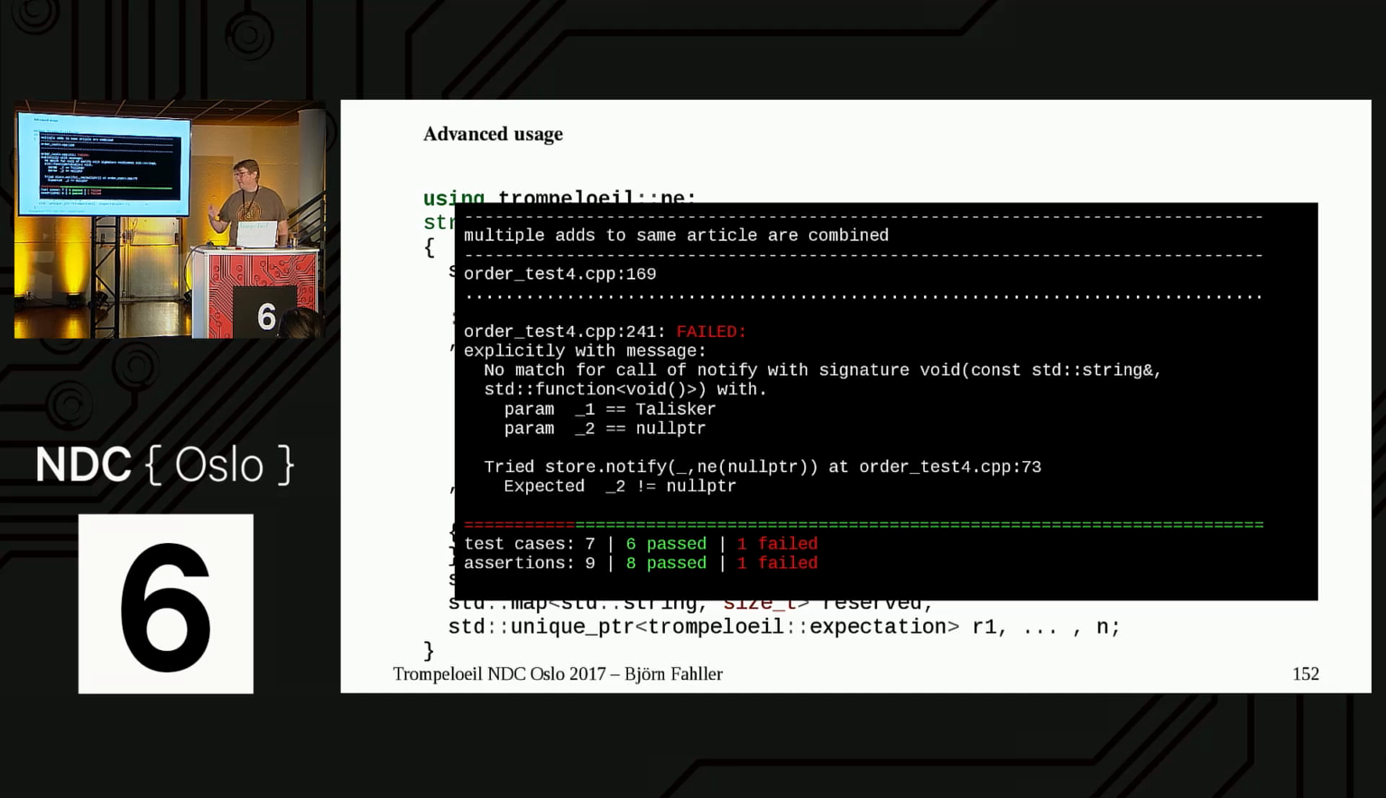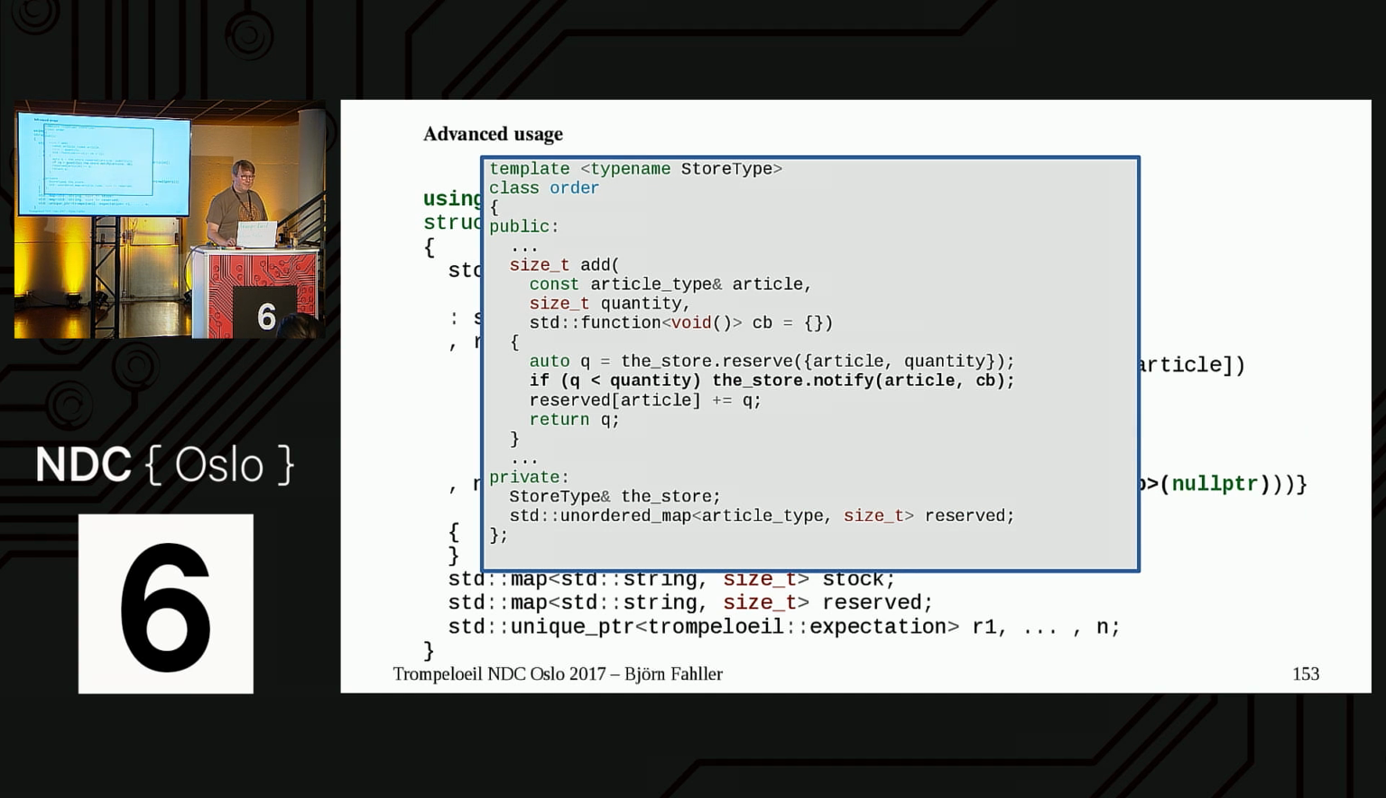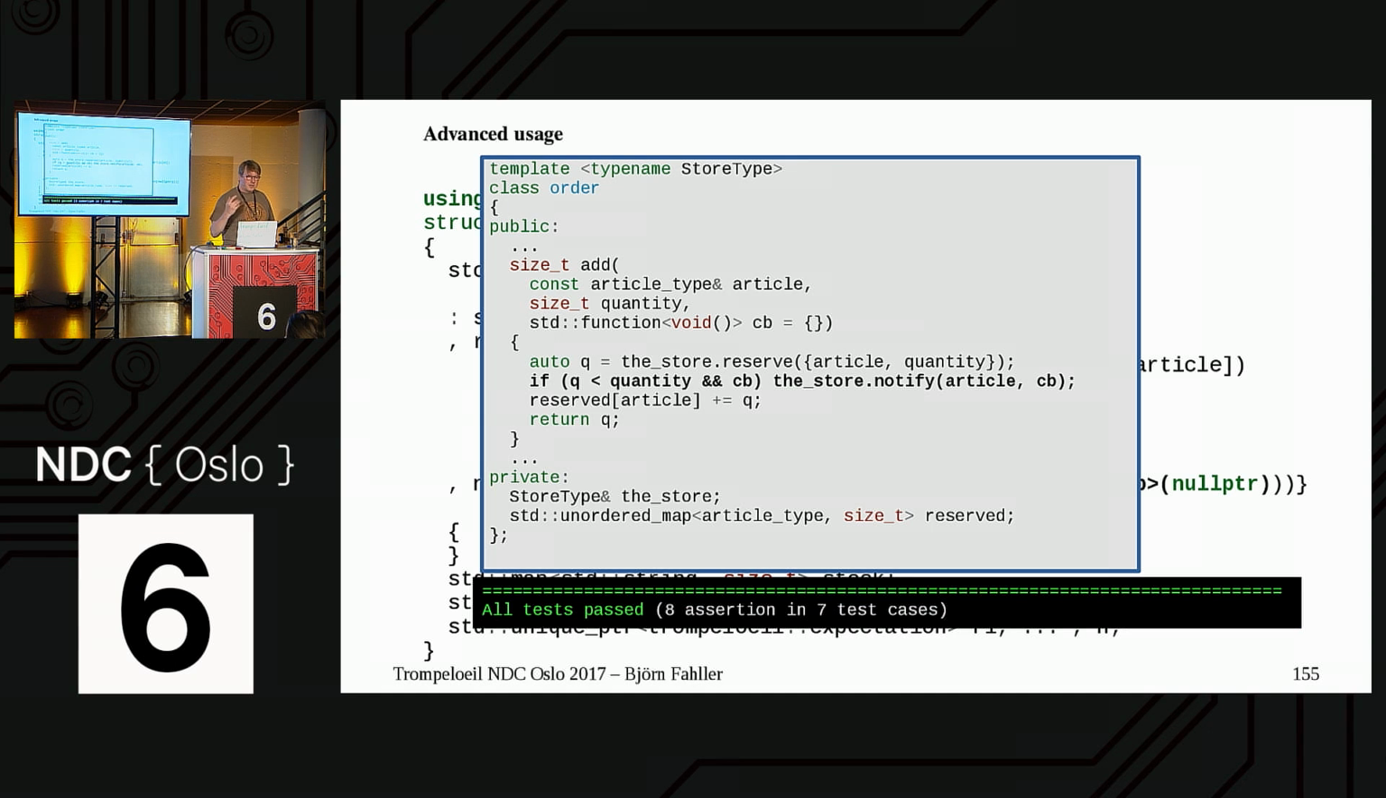Doing that, it still fails because we haven't done anything about the problem. But we have a different error message. We see that there was no match for this call with null pointer, but there was an expectation for another call. So, do you see the bug? It's on the highlighted line. We should only call notify when we actually have a callback that is not a default constructed one. So now everything is absolutely fine.